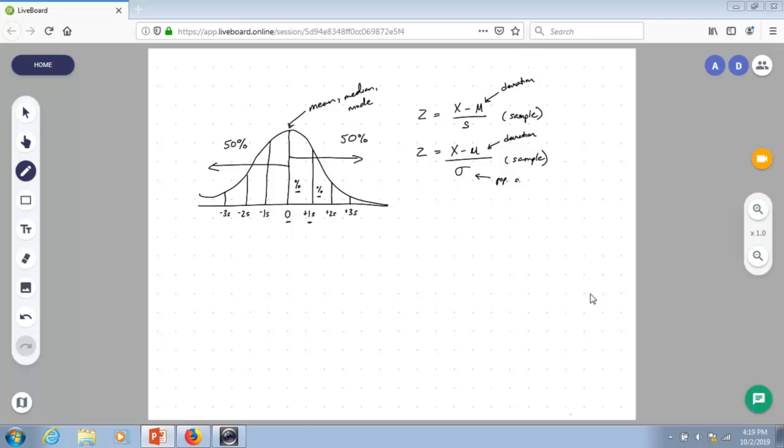So let's say we had a series of raw scores. Let's say we had x equals 44, x equals 38, and we had x equals 48. And let's say we were given a population mean of 40 and a population standard deviation of 8. We can take each of these raw scores and standardize them by way of utilizing our z-score formula. In this particular case, we will utilize the z-score formula for a population.